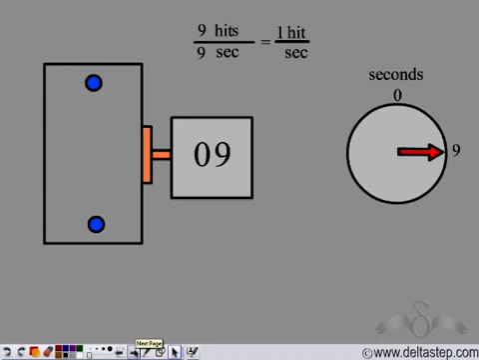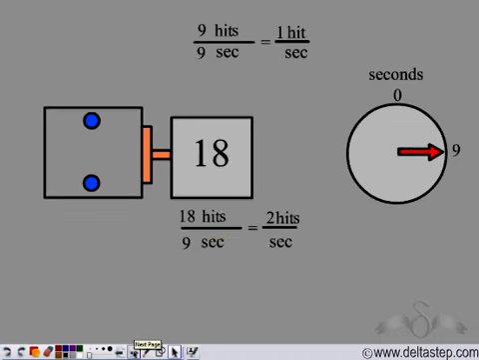So we saw that in 9 seconds, we got 9 hits. So there is 1 hit per second. Now, when the volume of this vessel was reduced to half, in the same time, that is in 9 seconds, there were 18 hits, so there were 2 hits per second. So on reducing the volume to half, the number of hits per second doubled.